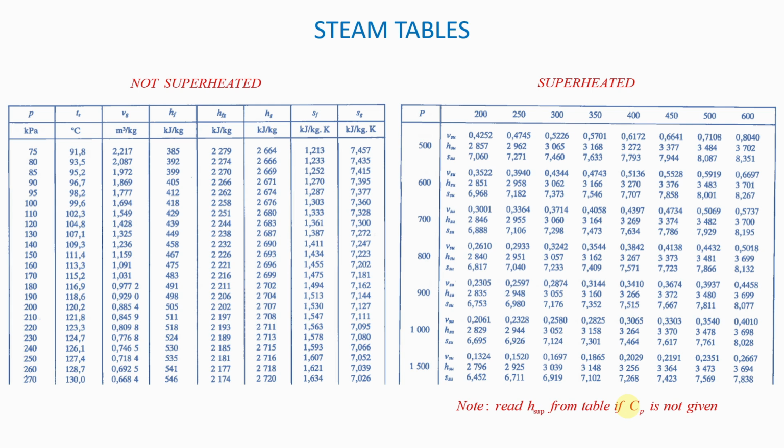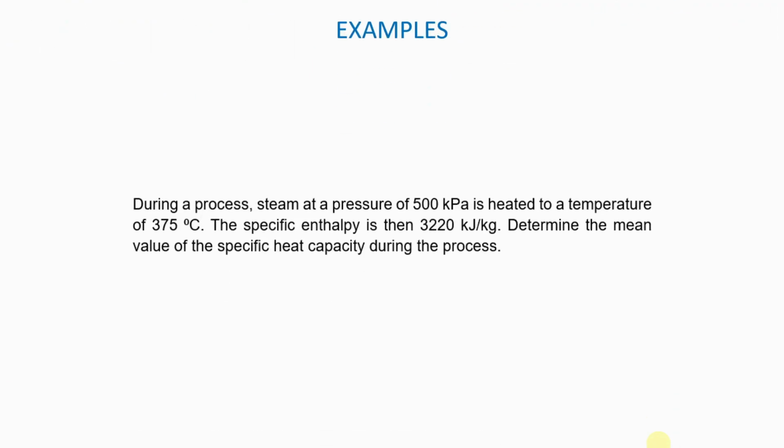Why is it better to use the equation if you can? It's because it gives you a more accurate answer. These values in the table are experimental, okay? So you only rely on experimental values if you cannot get the exact theoretical value from the equation. Very, very important. So I repeat, you read H-sap from the table only if Cp was not given in the question. Now, let us look at some examples.